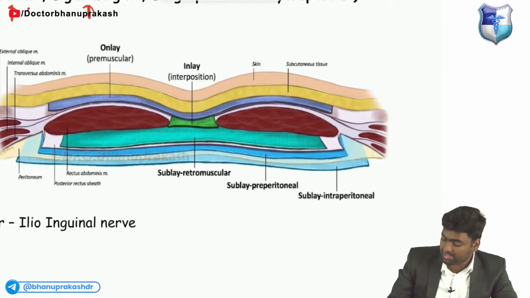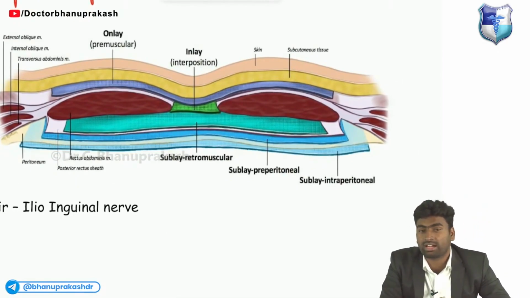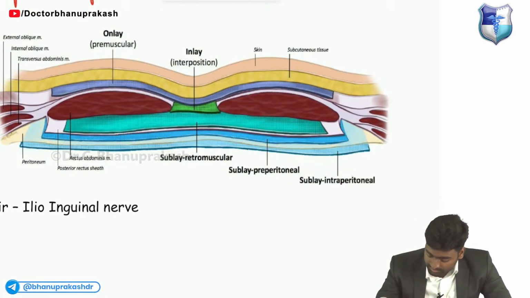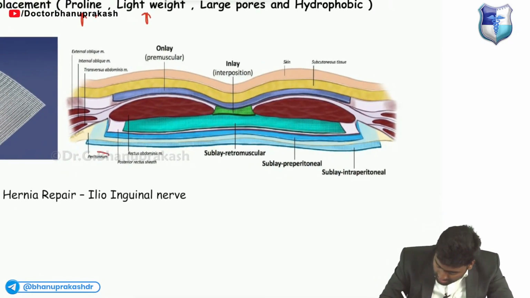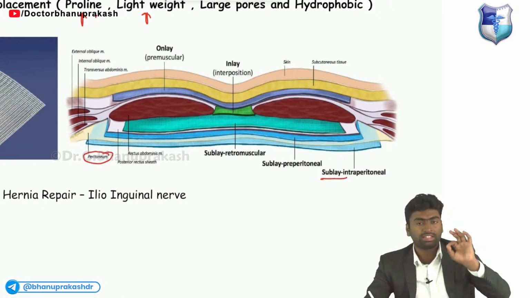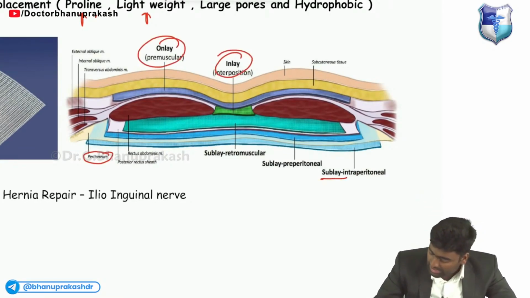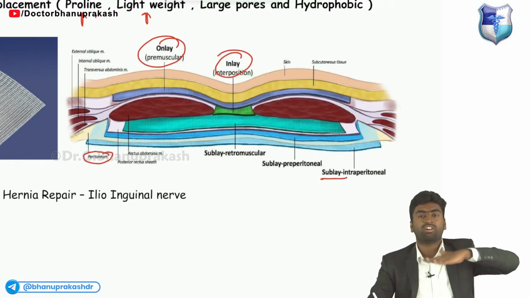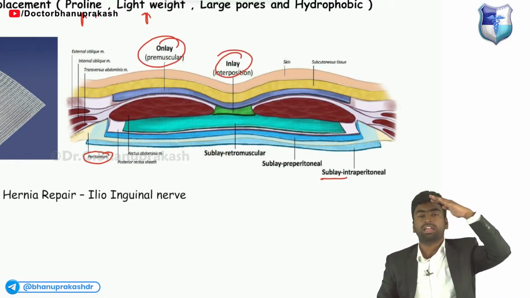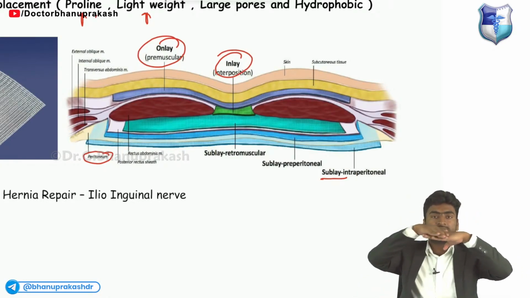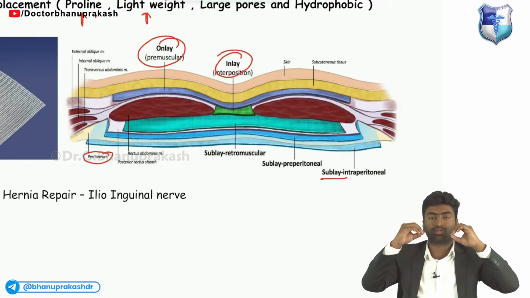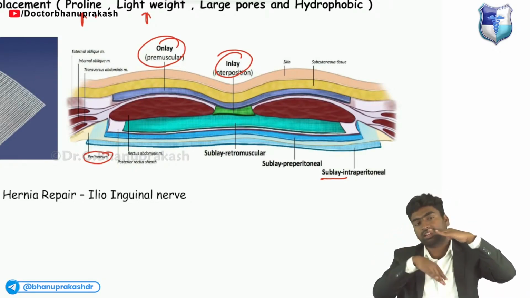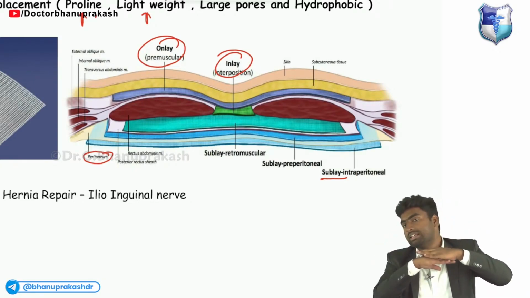And in a recent FMGE they asked where you will place the mesh. In a case of hernia, there are multiple places you can place the mesh so that it will prevent recurrence. See, this is the peritoneal layer. There are three options: onlay, inlay, and sublay. Onlay means you are keeping it above. If you are keeping it in between, it is known as inlay. And if you are keeping the mesh below, it is sublay.